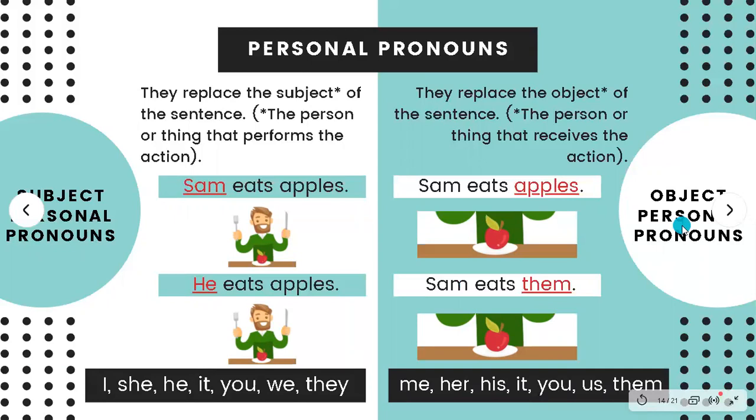What about object personal pronouns? También tenemos pronombres personales de objeto, right? And they replace the object, por eso se llaman así, reemplazan el objeto de la oración. What is the object? ¿Cuál es el objeto? La persona o cosa que recibe la acción. For example, Sam eats apples. Este es el objeto, right? ¿Qué es lo comido? Las manzanas. Este es el objeto. Y podemos reemplazarlo así. Sam eats them, right? Las come a ellas. Y tenemos solo estos que están aquí. Me, her, him, it, you, us, them. Okay?